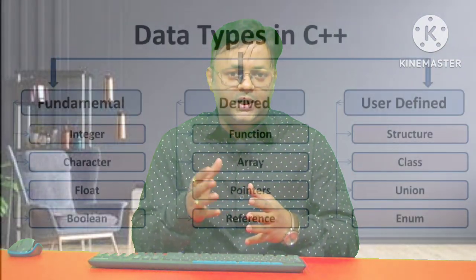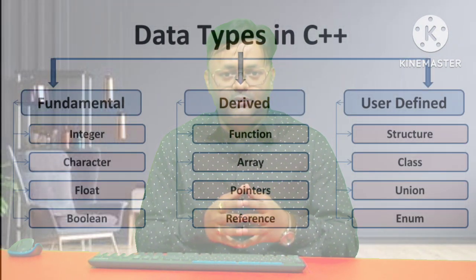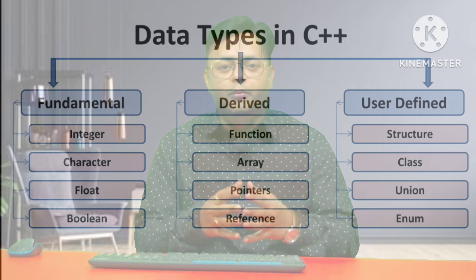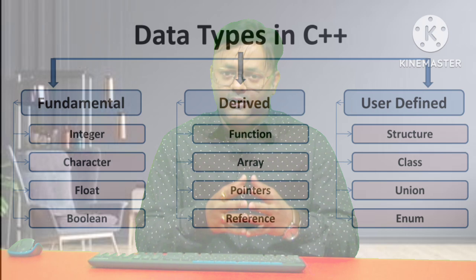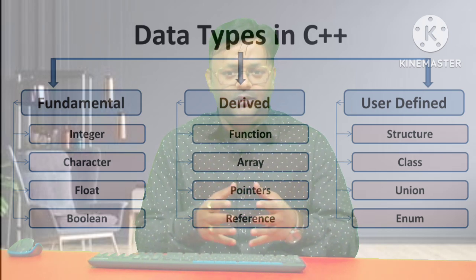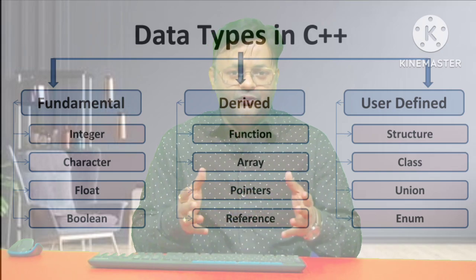The fundamental data types is classified into integer, character, float and Boolean. Likewise, the derived data type is classified into function, array, pointers, reference, and the user defined data type is classified as structure, class, union, enum, etc. The first one is the primitive data type or the built-in data type. As the name suggests, these data types are built-in or predefined data types, and they can be used directly by the user to declare variables.